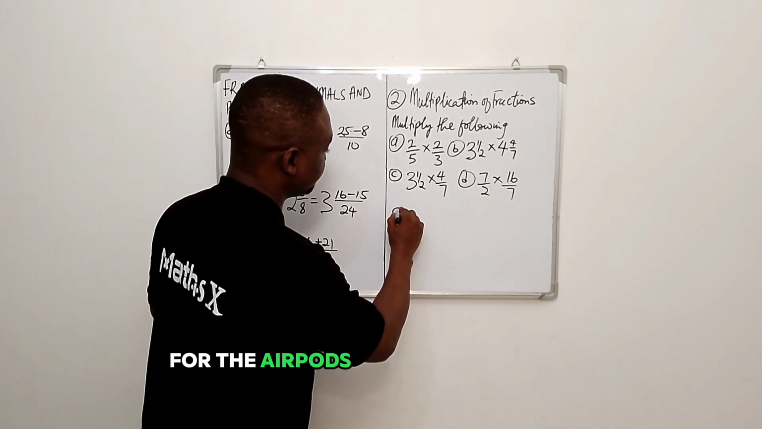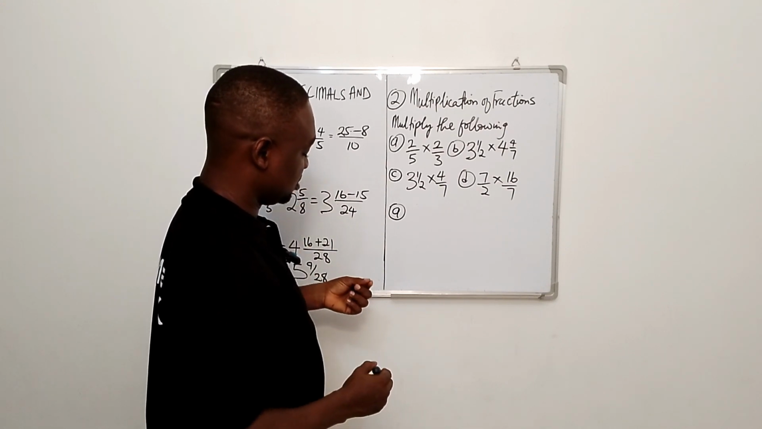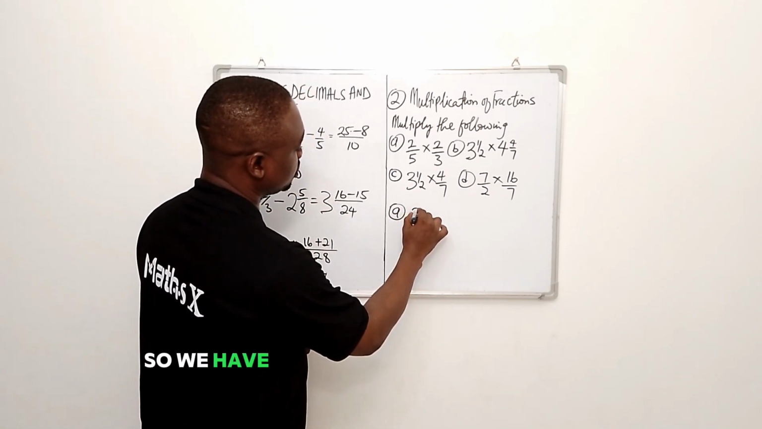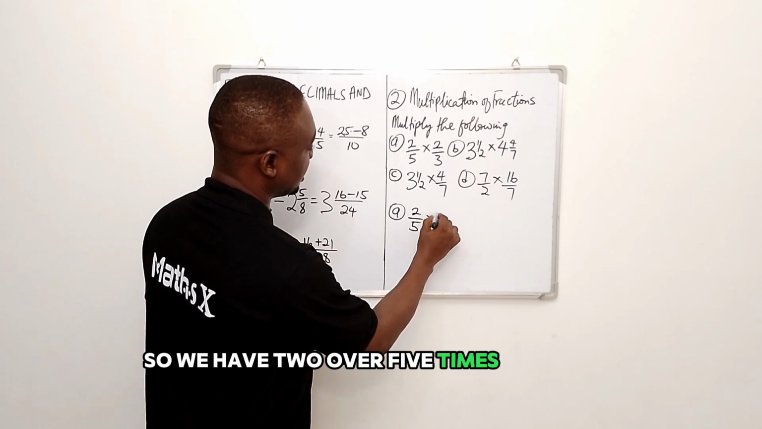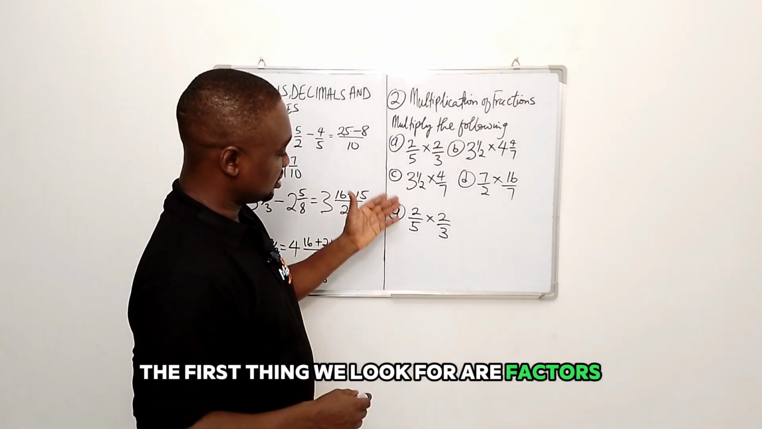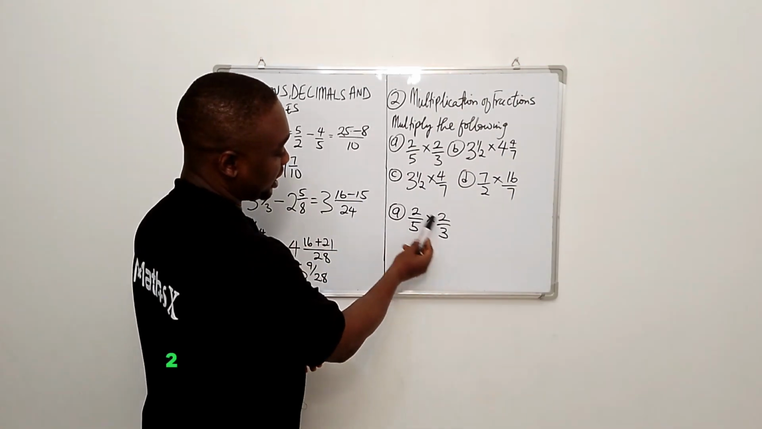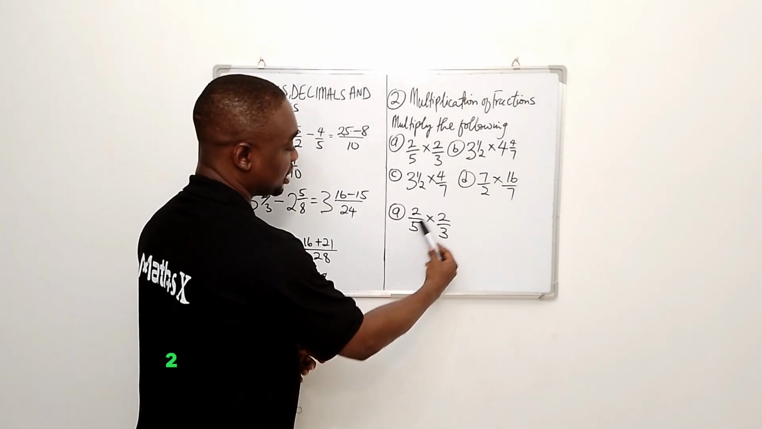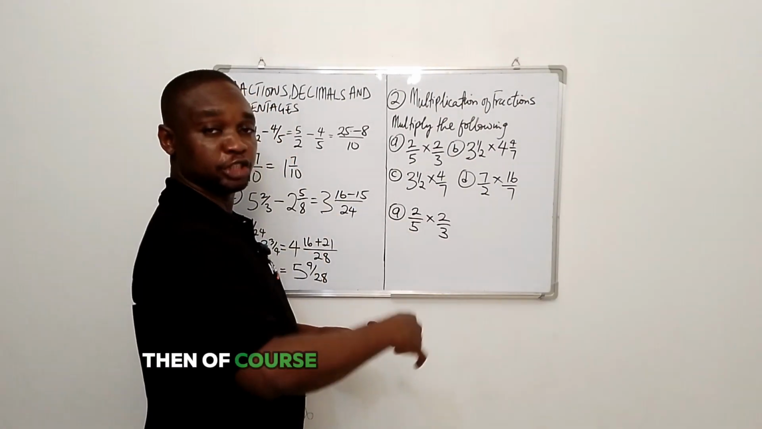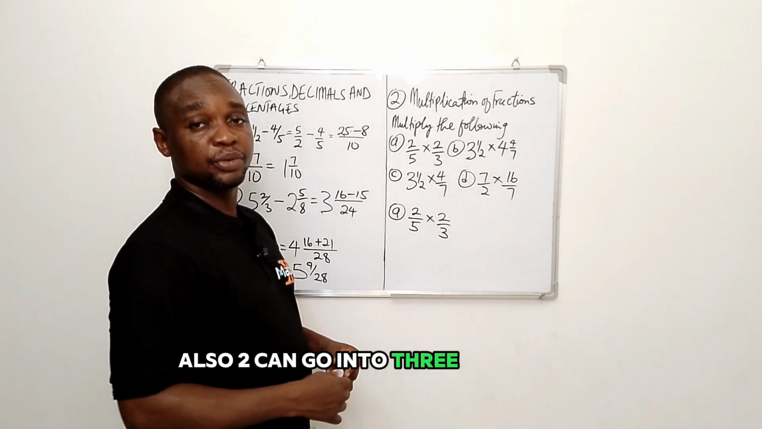For the A part, we have two proper fractions. So we have 2 over 5 times 2 over 3. The first thing we look for are factors. Can anything cancel itself diagonally? 2 can't go into 3, of course, without a remainder. 2 can't go into 5 without a remainder. So nothing cancels diagonally. Then, of course, you check it up and down too. 2 can't go into 5 without a remainder. Same thing also, 2 can't go into 3 without a remainder.